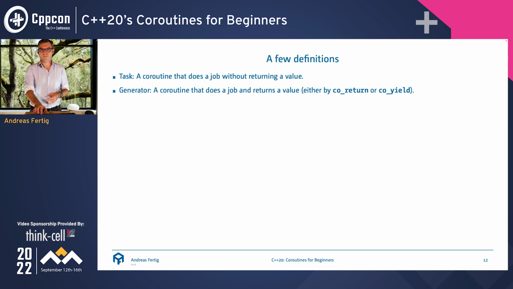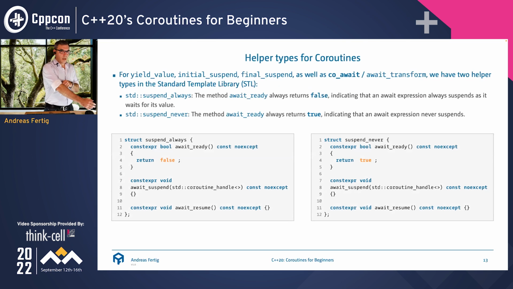And that's interesting to know because we now will see the different generator types or different task types, however you want to call them. But first, one other thing we talked about briefly: we have helper types for coroutines in C++. So for yield_value, initial_suspend, final_suspend, co_await, and await_transform, we have the two helper types in the standard library, suspend_always and suspend_never. We saw them in our promise type. And I provided the implementation of the two below.